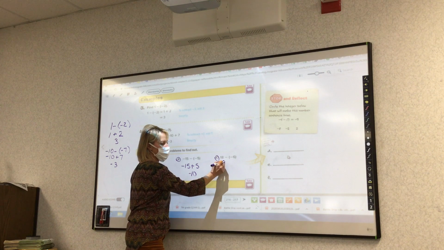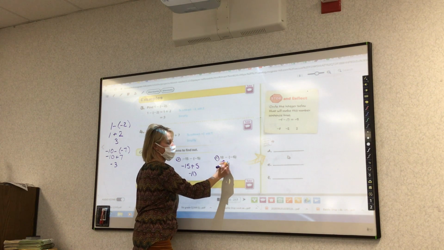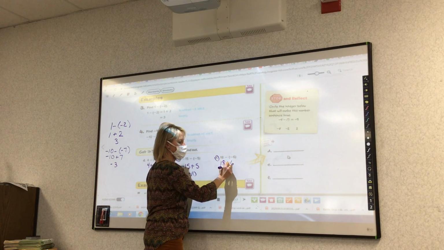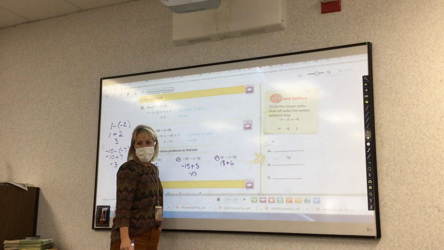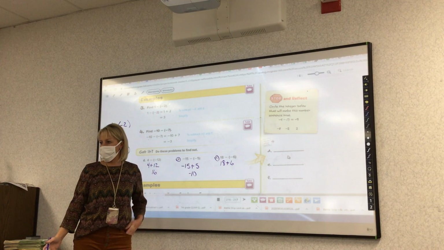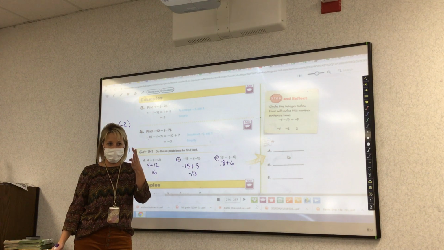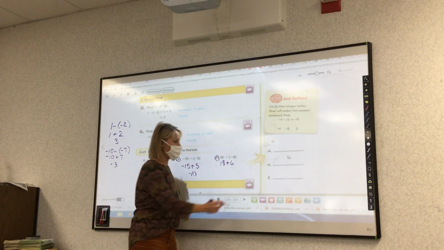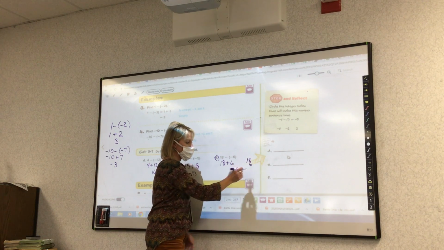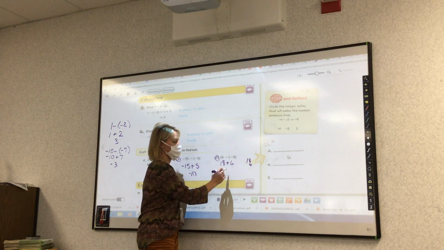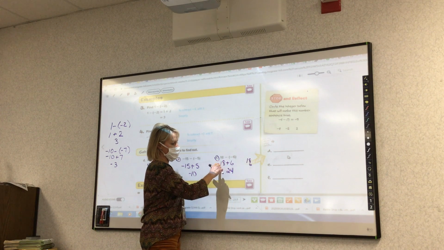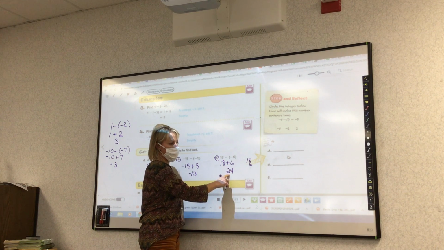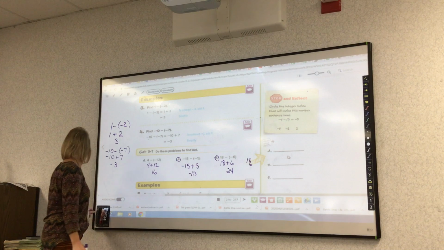Keep the 18, change subtraction to addition, change the negative to a positive 6. Now, if you don't know 18 plus 6, can you go 18, 19, 20, 21, 22, 23? Can you do that and use your fingers? Yeah, or you can even line it up. What's 18 plus 6? 24. Is it gonna be positive or negative? They're both positive, so it has to stay positive.